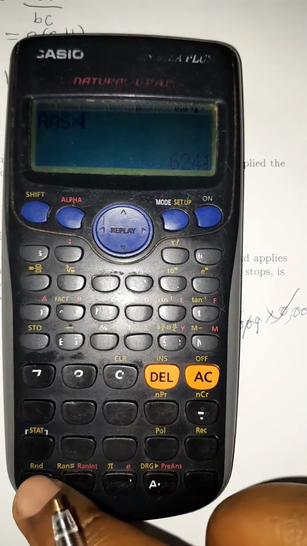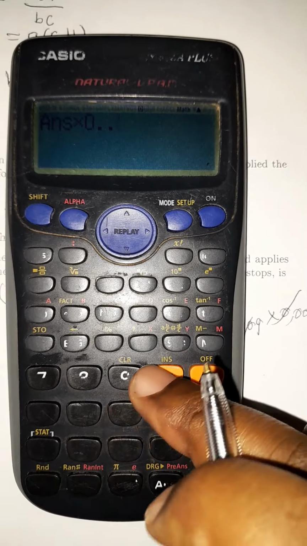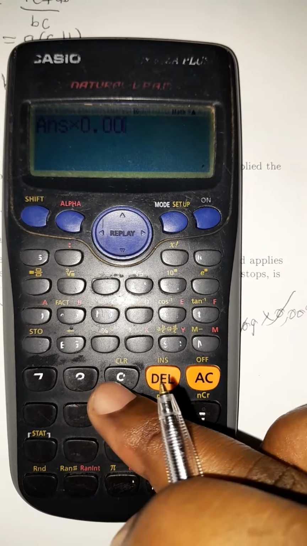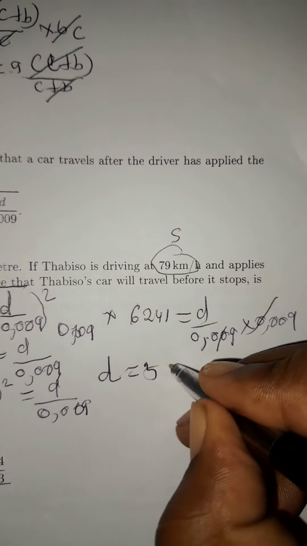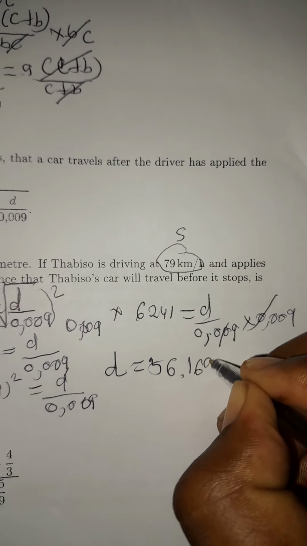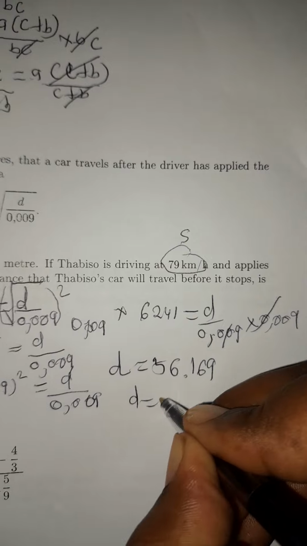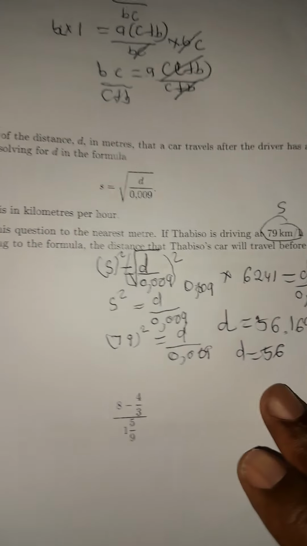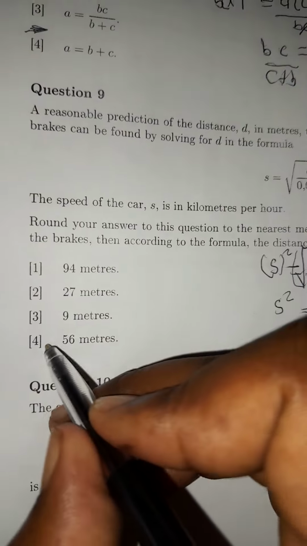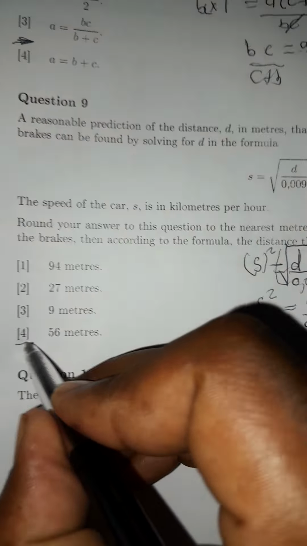then we can multiply by 0.009. It's 56.169. So to the nearest meter, it will be 56. So in this case, our solution will be number 4.